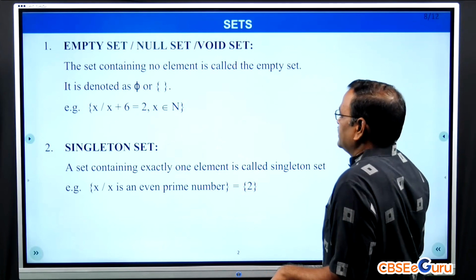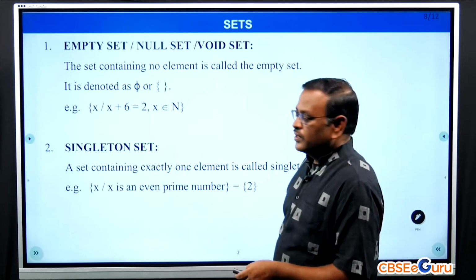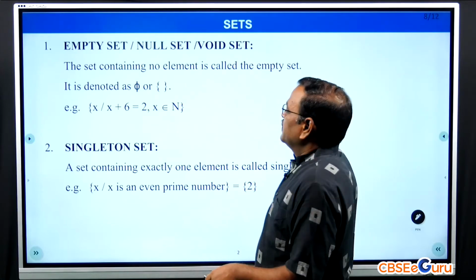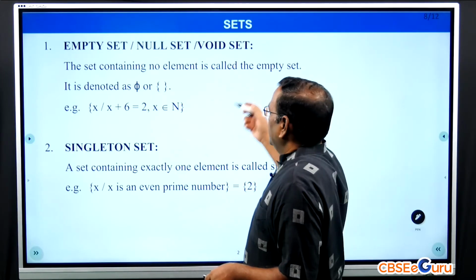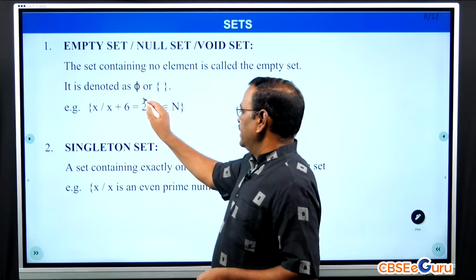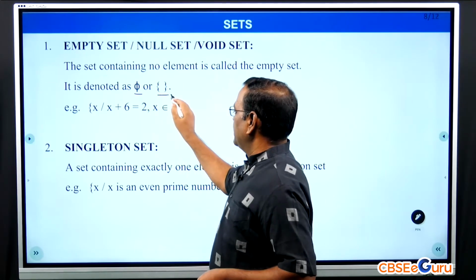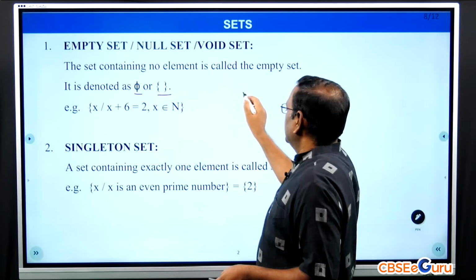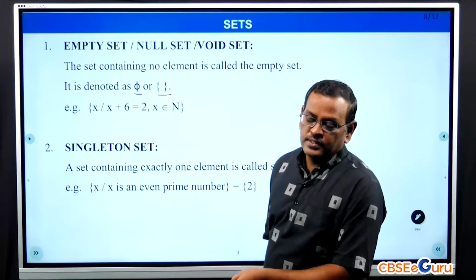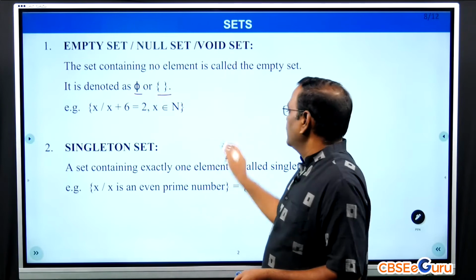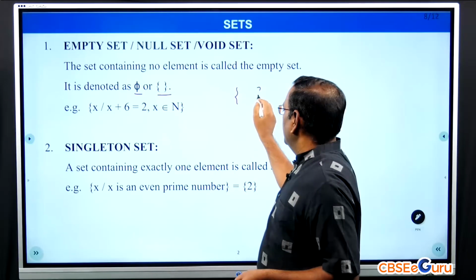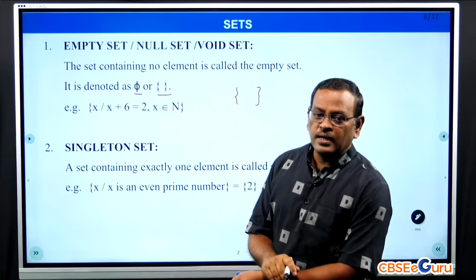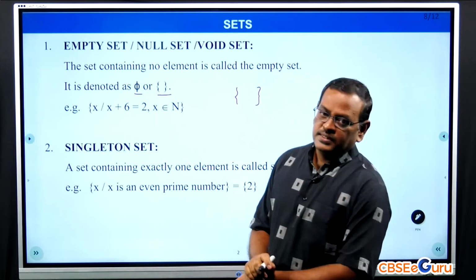Empty set, null set or void set, so you can use any word. A set containing no element is called an empty set and is denoted, very important, by either empty brackets or the Greek letter phi. For example, the set of natural numbers less than 1. So what are the natural numbers less than 1? Less than 1 there is no natural number and hence it is an empty set.